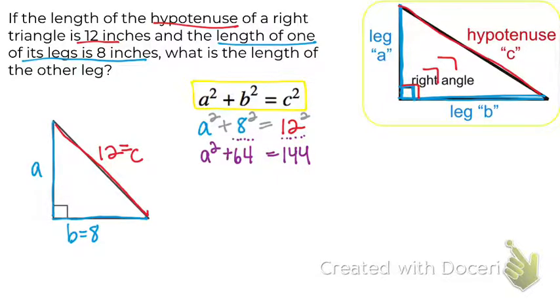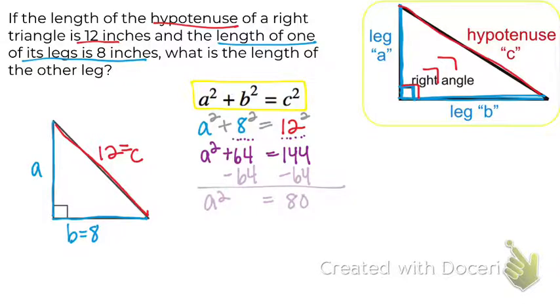Now we want to get what is squared isolated. So we need to move this plus 64 over to the right side. And we do that by doing the opposite of adding, which is to subtract. So we end up with A squared equals 80.